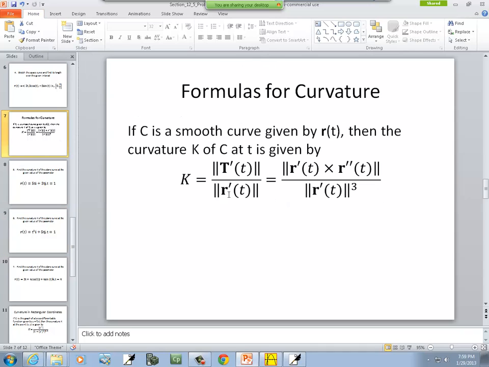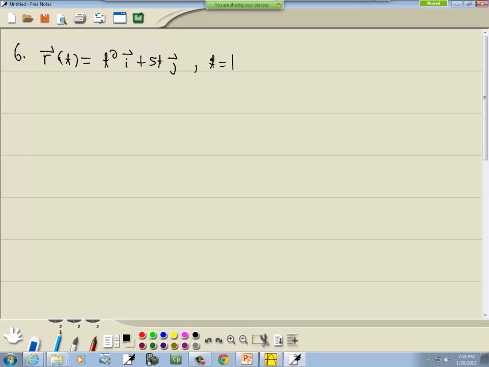If we come up here to our formula, we need r prime, and we need T prime. Now, after we find r prime and we find T prime, that's when you can plug in t equals 1. Up to that point, you do not want to plug it in, because you're just going to get a lot of 0 vectors, and your results will be garbage.